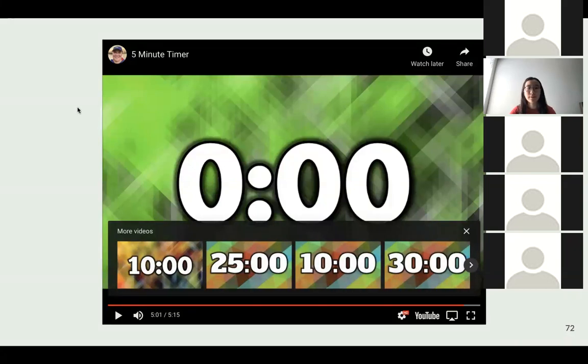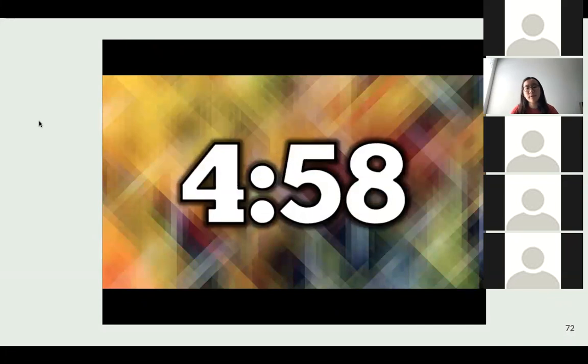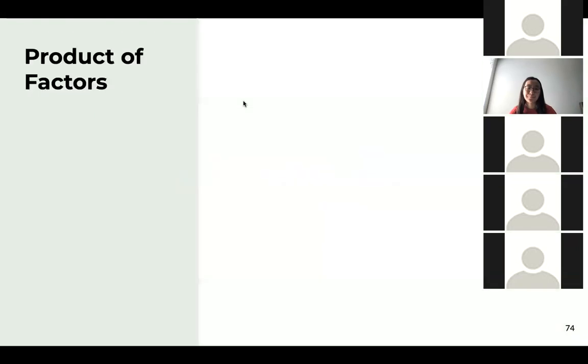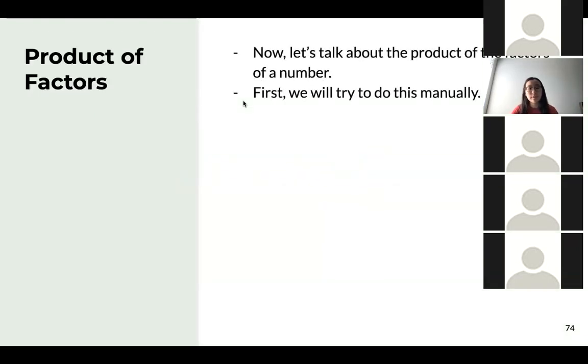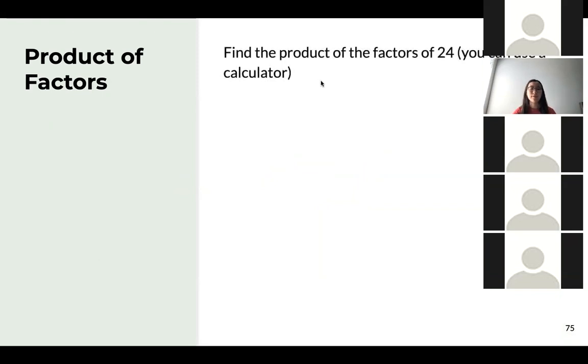All right, so let's continue. The next concept we're going to go on to is product of factors. So first, we're going to try to do this manually. So again, we're going to take 24, and I want you to try to find the product of the factors of 24. And you're allowed to use a calculator for this.